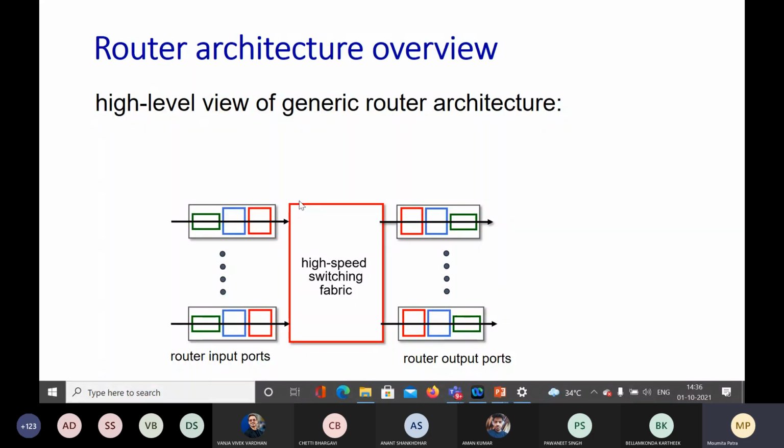What is the task of this switch fabric? The task of this switch fabric is to transfer any datagram that is received at the input port to the corresponding output port. Okay, why is it required to be high speed? Of course, because there are so many input ports and so many datagrams are arriving at these input ports. So you would want a very fast transmission of the datagrams from the input port to the corresponding output port.